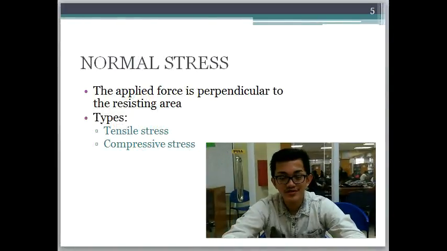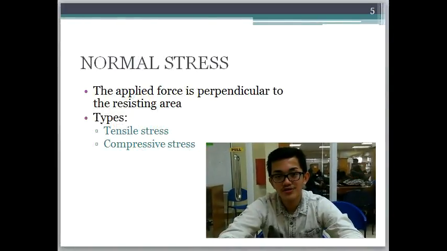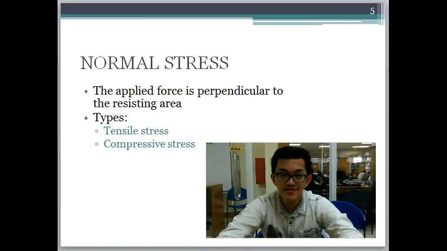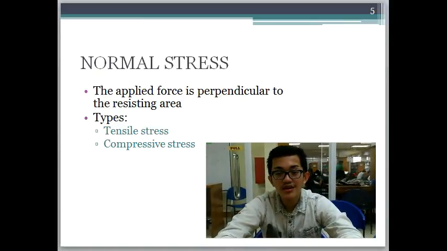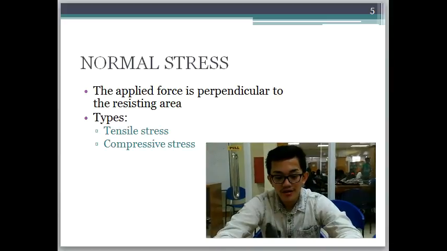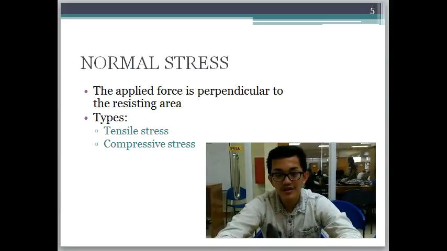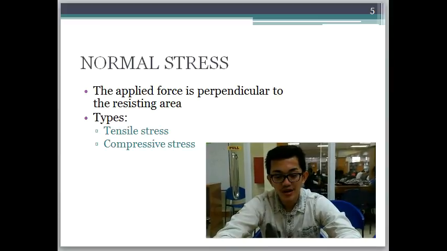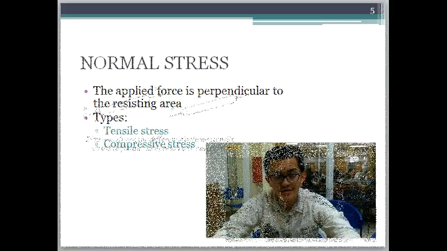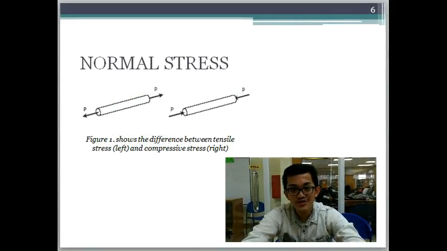In normal stress, the applied force is perpendicular to the resisting area. It has several types which include tensile stress. In this case, the force pulls the member of the body and the material is being stretched. Another type is compressive stress. The force pushes the member of the body and the material is being squeezed. The figure shows the difference between tensile and compressive stress.